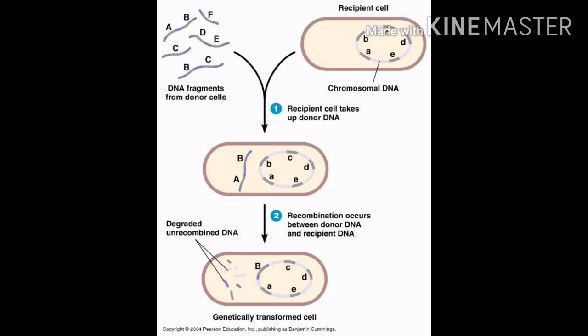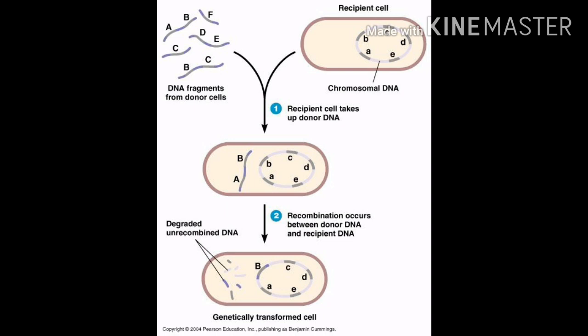Recombination will occur between the donor DNA and recipient DNA, and this is the genetically transformed cell. It means these are the fragments from other donor cells, but they get incorporated into the chromosomal DNA of the recipient cell. If you see small a, capital B, then small c, d, e, so this is the transformation. A transformation has taken place.